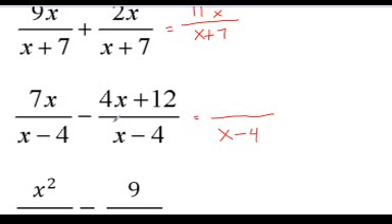Now here's where we have to be careful. This minus sign is really applying to the entire 4x plus 12. So I'm saying 7x minus 4x. All right, well, that's pretty easy. That's 3x. But this is really also saying negative 12, right?